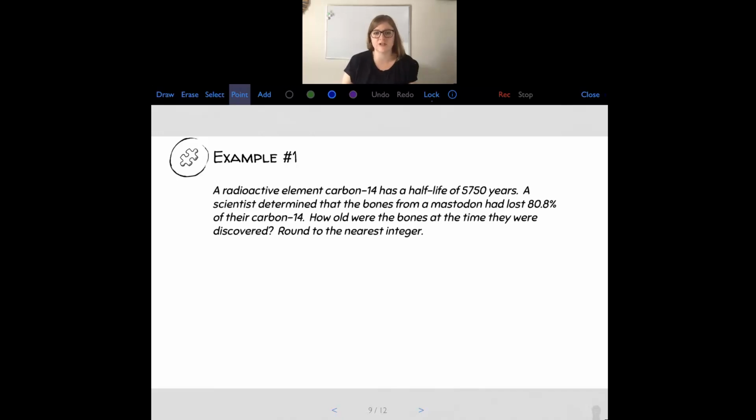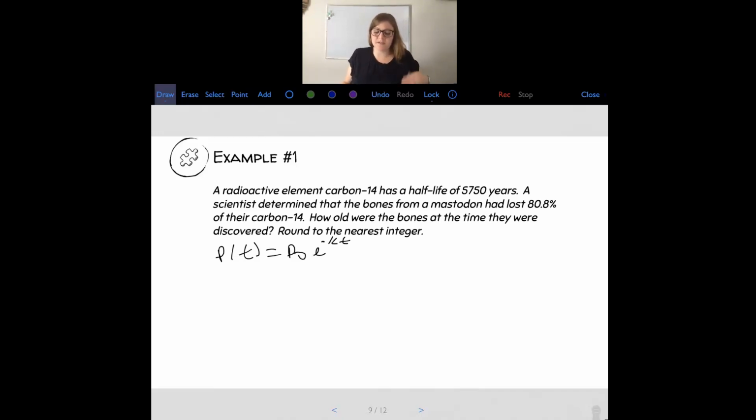Round to the nearest integer. So in this case, we're talking about exponential decay because this is something that's continuously decreasing or going down. Okay, so if we're starting to build our equation, we would have P of t is equal to P naught e to the negative kt.